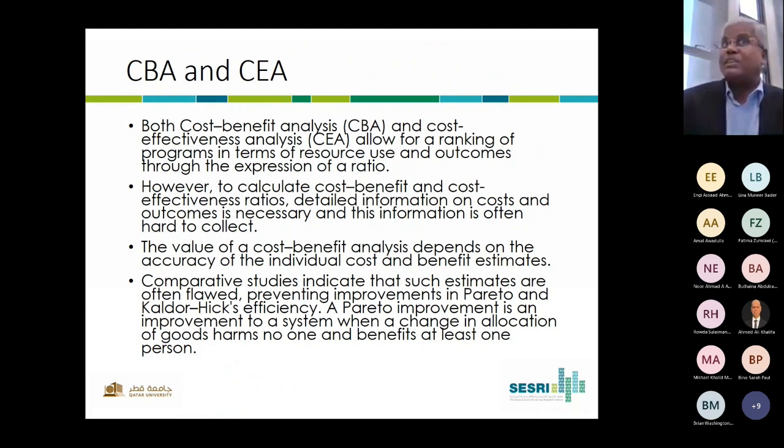This is largely about cost benefit analysis, but for cost effectiveness analysis, if you have very good data and your estimations are precise, then there is no issue. The Pareto improvement is an improvement to a system when a change in allocation of goods harms no one and benefits at least some people.